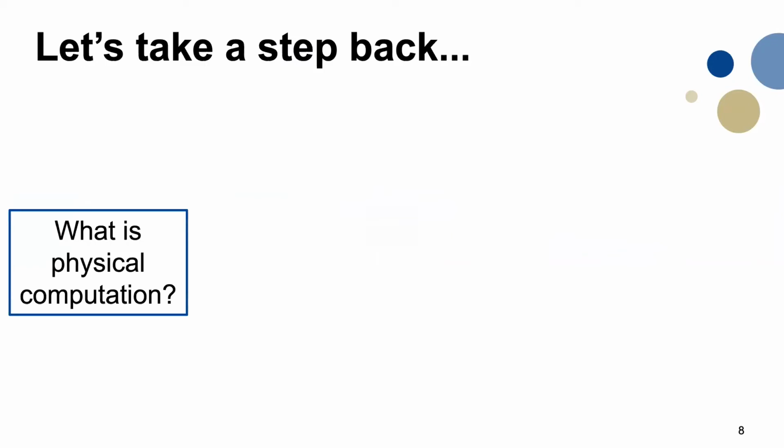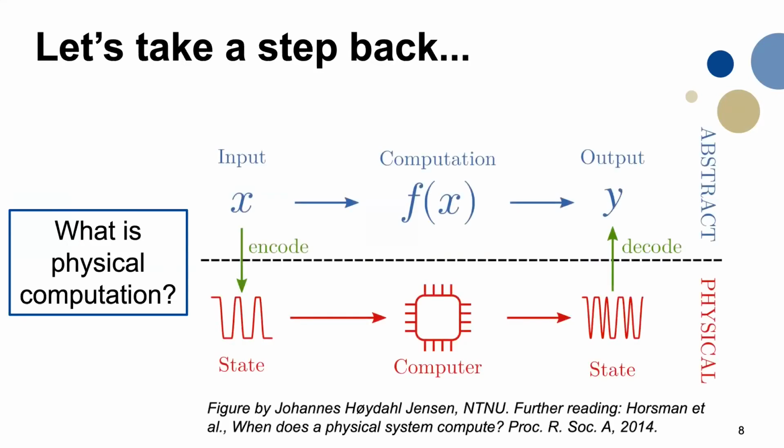And to do this, I think we need to take a step back. So what's really this computation thing? And this is where the relevance to quantum computing comes in again. So basically, you can look at a computer at two levels. At the abstract level, you have some input that you somehow put into your machine. You perform some computation on it, and you get the output that you observe.